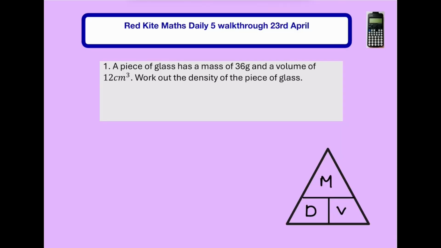A piece of glass has a mass of 36 grams and a volume of 12 centimetres cubed. Work out the density of the piece of glass. Just before we start, we've got our formula triangle here.